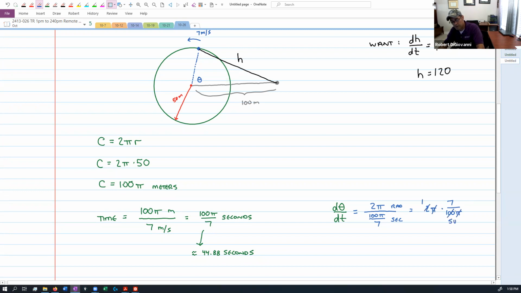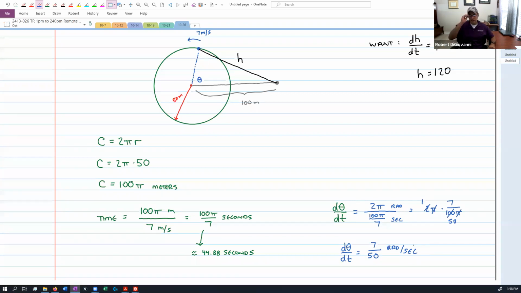Pi's cancel, 250. So we get an answer here: d theta dt is 7 over 50 radians per second. Okay, you need to take a step back and understand what we just did, because there's a lot going on here.